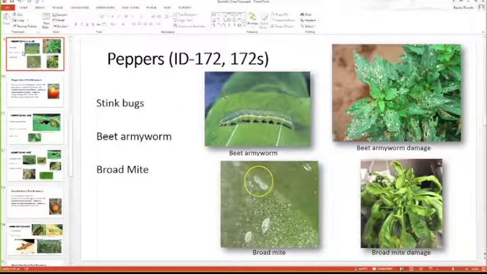You can see what the beet armyworm larva looks like. You recognize it by a black spot over the second true leg, and you can see the damage they cause to peppers. The little small holes in some of those younger leaves is a characteristic sign of beet armyworm. The other pest is broad mite, and we are seeing that more frequently these days. And down in the bottom right, you can see what it looks like. It almost looks like virus or herbicide damage to the plant, but that's actually a toxin that's injected with the saliva of the broad mite, and it doesn't take many broad mites to cause that type of damage.